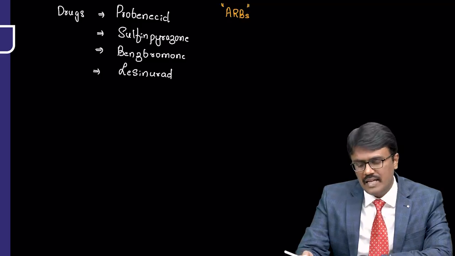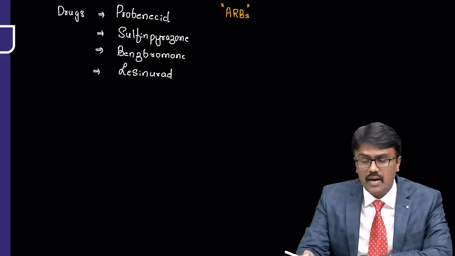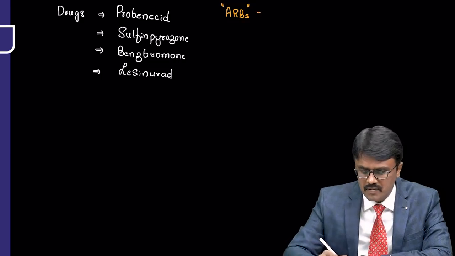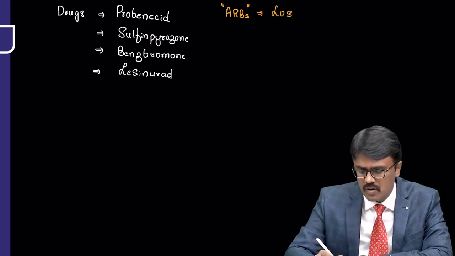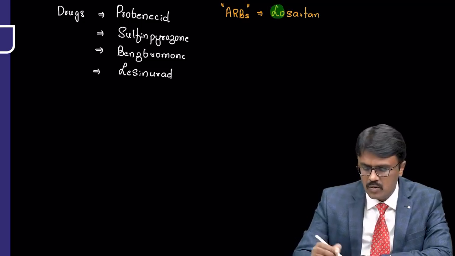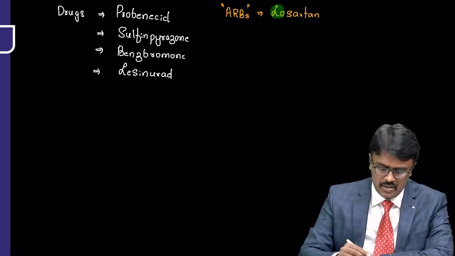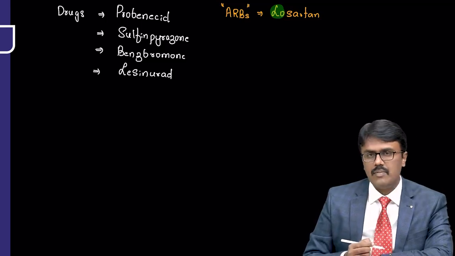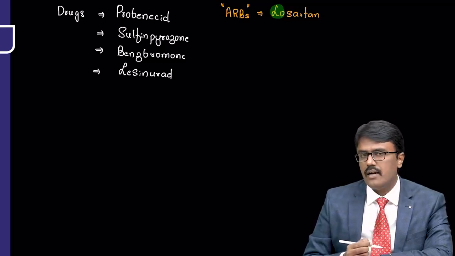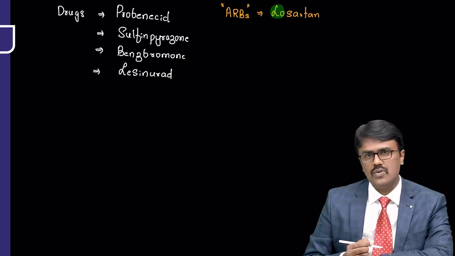Okay, so the angiotensin receptor blocker which has uricosuric property starts with "lo". The name is losartan. You read the name, losartan lowers uric acid, so it is a uricosuric agent. So probenecid, sulfinpyrazone, benzbromarone, lesinurad and losartan are the uricosuric drugs.